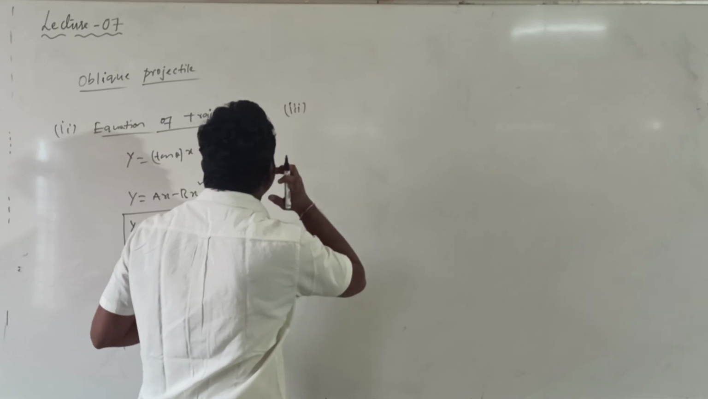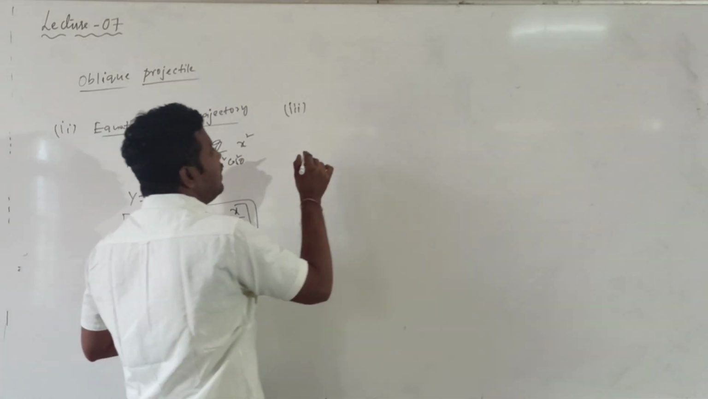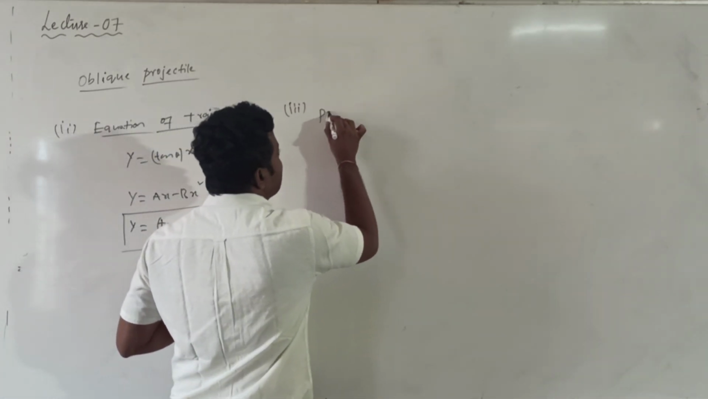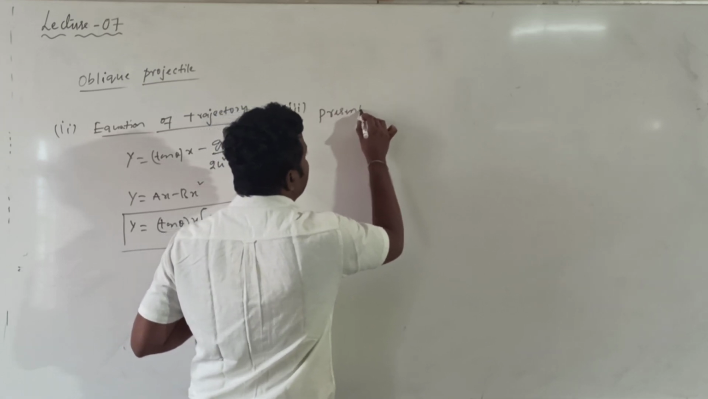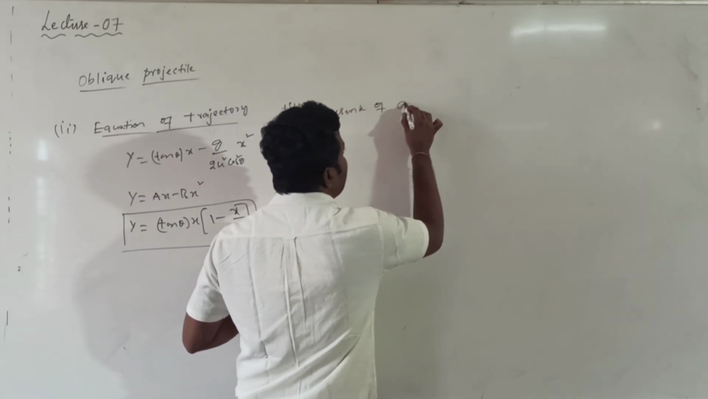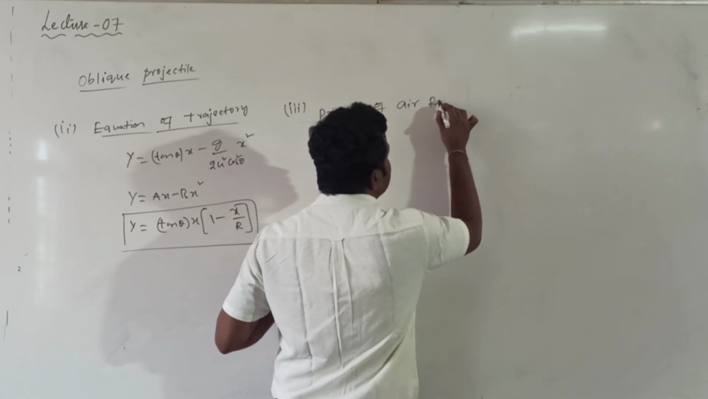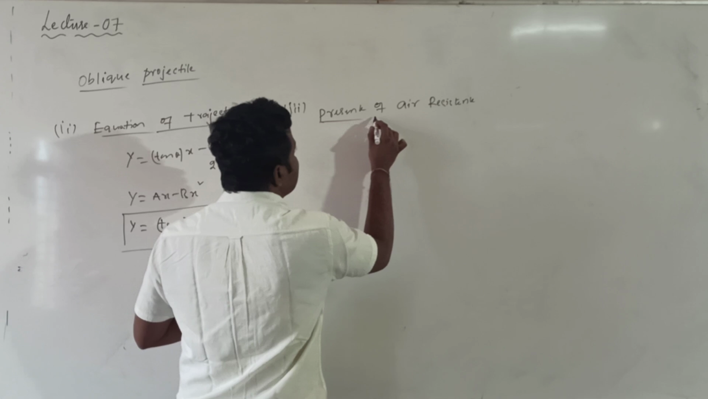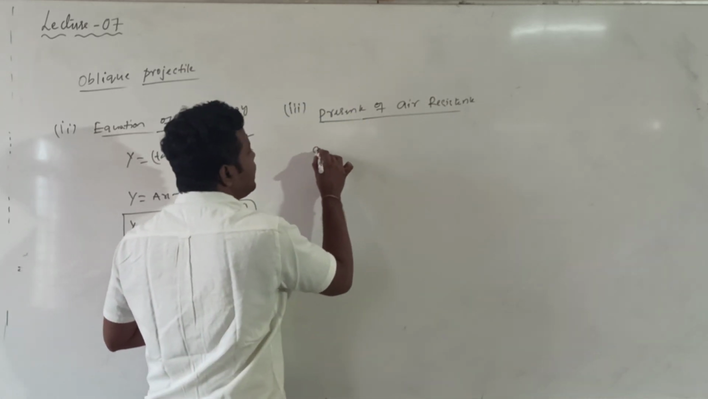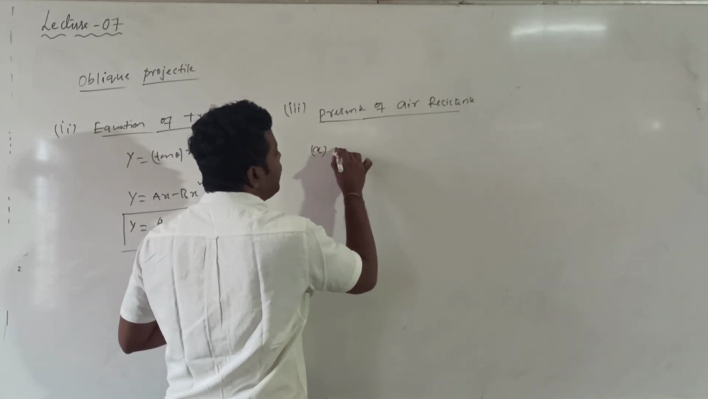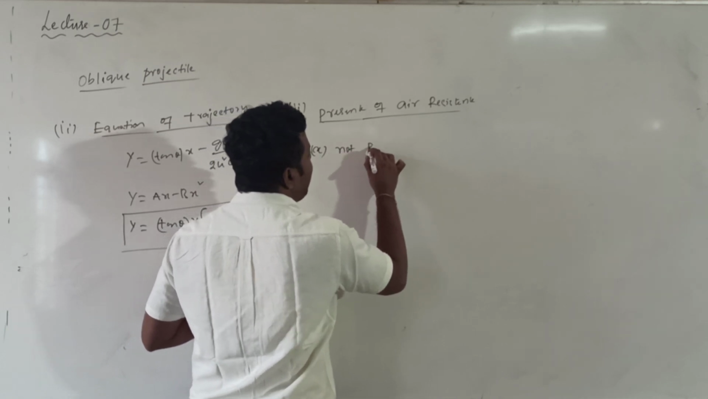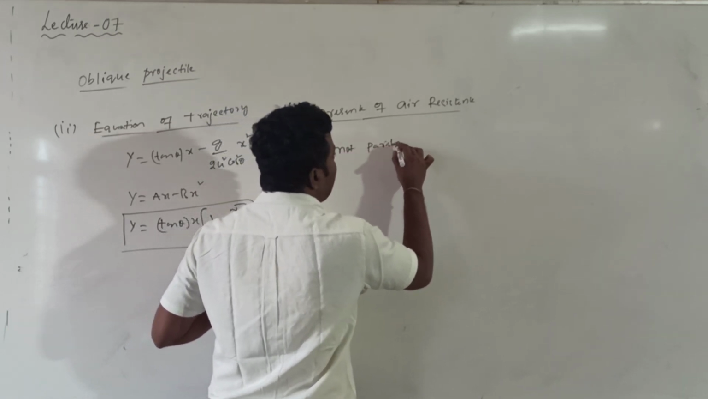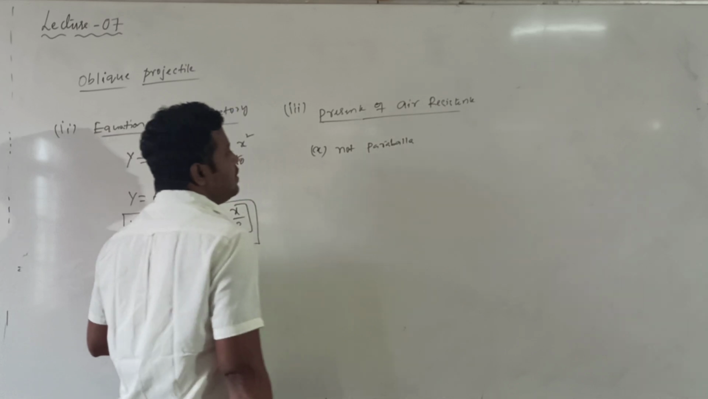The third point is, yesterday we did not consider air resistance. In the presence of air resistance, what happens? When air resistance is present, the path is not a parabola. The path is deviated from a parabola. So when will the path be a parabola? When there is no air resistance.